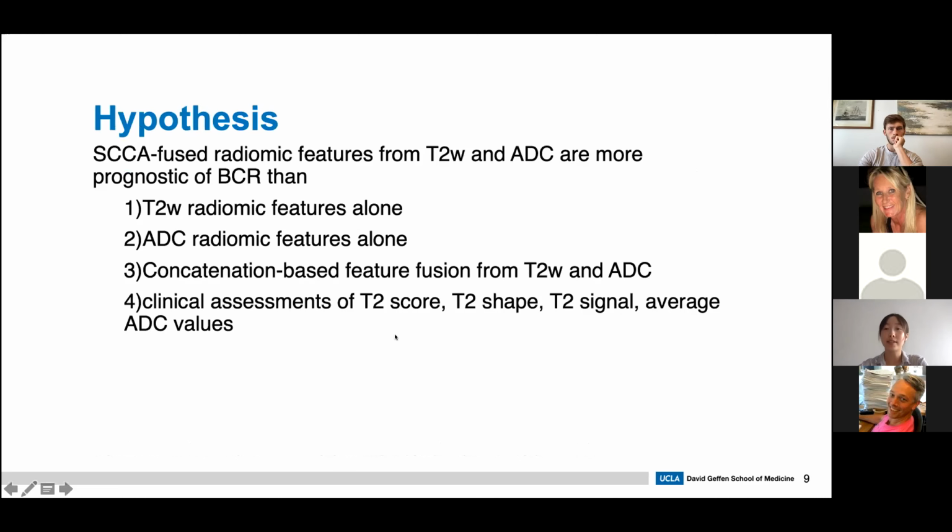So the hypothesis is that the SCCA fused model can perform better in predicting BCR as compared to a series of baseline models, such as the ones that only use radiomic features from T2 and only from ADC, as well as when you just directly take those two feature matrices and concatenate them together. And as well as the clinical assessments of T2 score, T2 shape, and T2 signals. And these are qualitative assessments made by the radiologist, as well as the average ADC values.